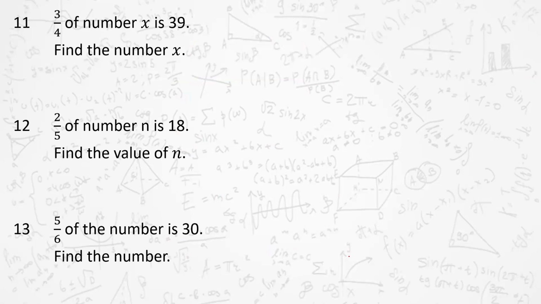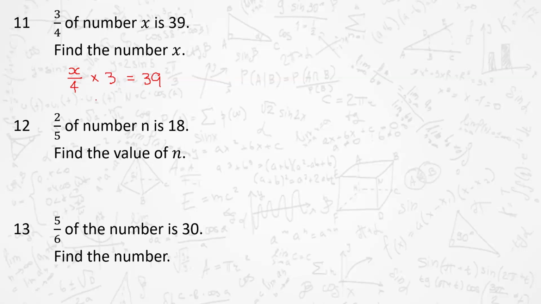Question 11. 3/4 of number x is 39. Find the number x. So, if we do the forward thinking, the first step you would do is x divided by 4 will give me 1/4. And then I times that by 3 will give me 39. So 39 is 3 parts.